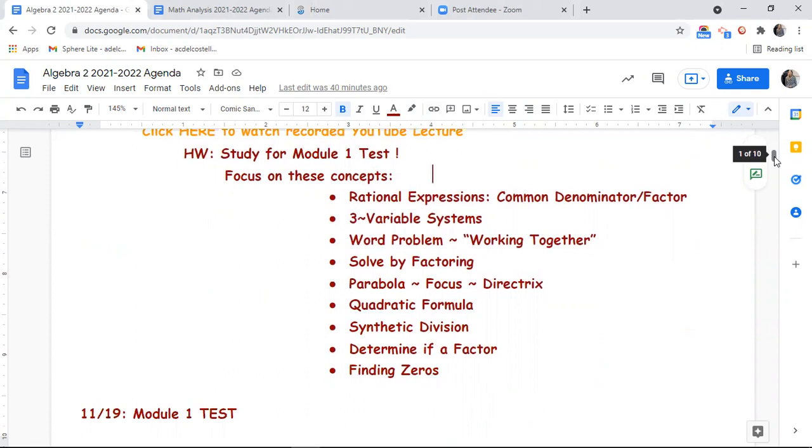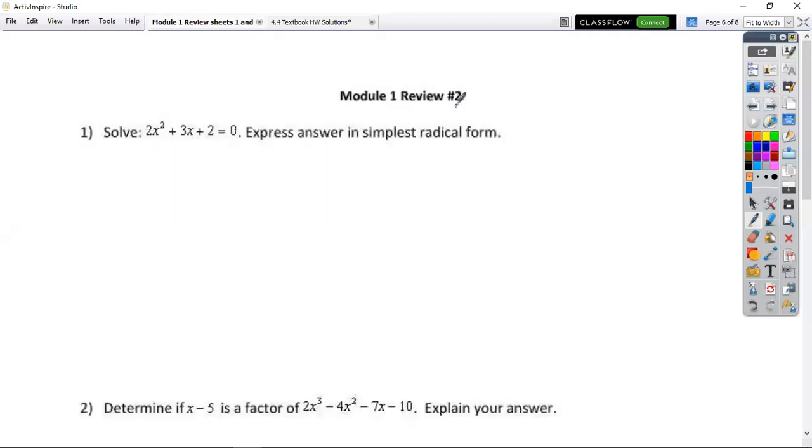Okay, everyone has these in front of them? Perfect. So we are going to start right at number 1 there. All right, so number 1, it says to solve this quadratic equation and express your answer in simplest radical form.